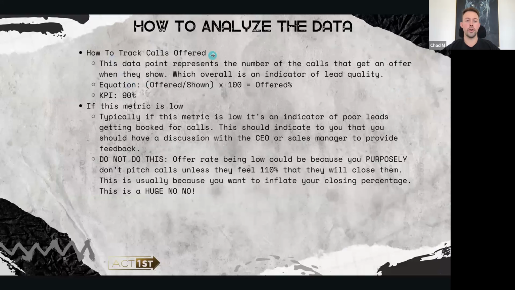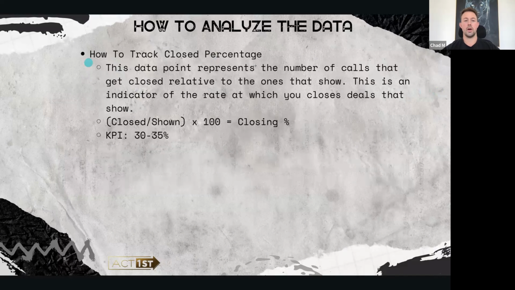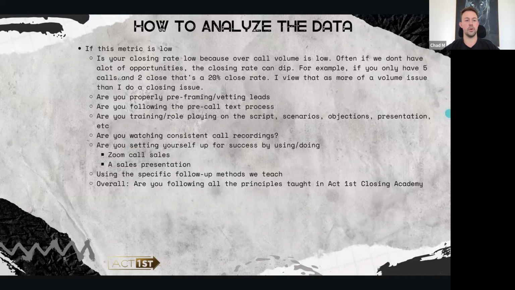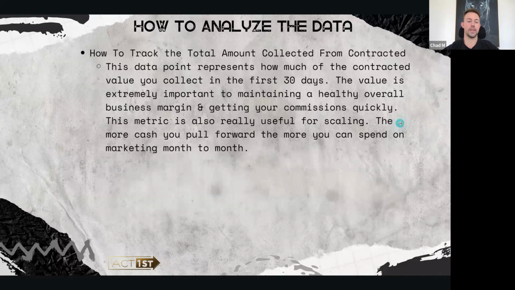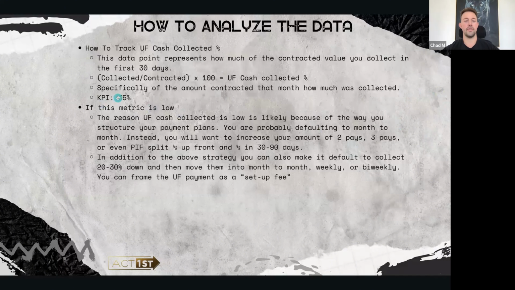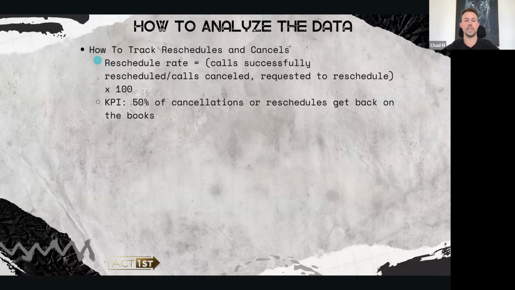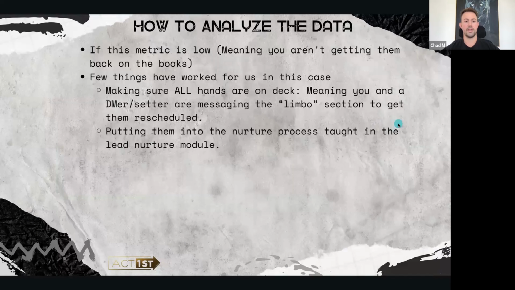All right, calls offered, otherwise known as pitched. Of the calls that show, we want to pitch at least 90% of those. Okay, calls closed. Of the calls that show, we want 30 to 35% to close. Okay, contracted, right? No metric there. Obviously, just the higher the better. Collected, right? We want to collect 35% of the contracted within a 30-day period. Okay, reschedules and cancellations. We want 50% of all cancellations and reschedules to get back on the books. I believe that is all, y'all.